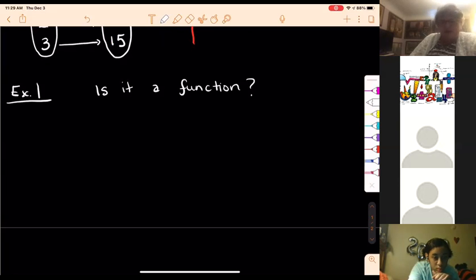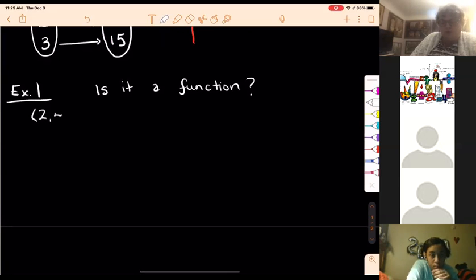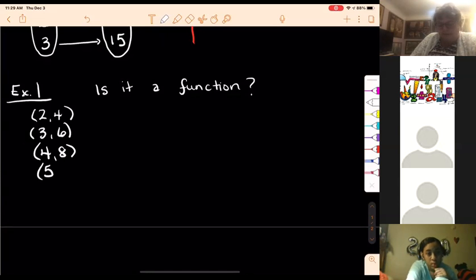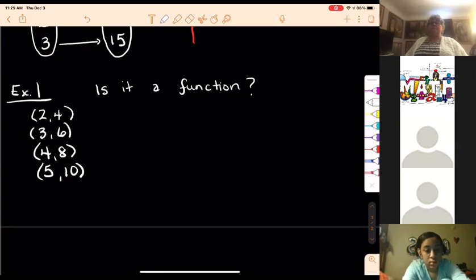Okay, here's the example I'm going to give you. 2, 4, 3, 6, 4, 8, and 5, 10. And we're going to talk about how you can determine if it's a function or not.